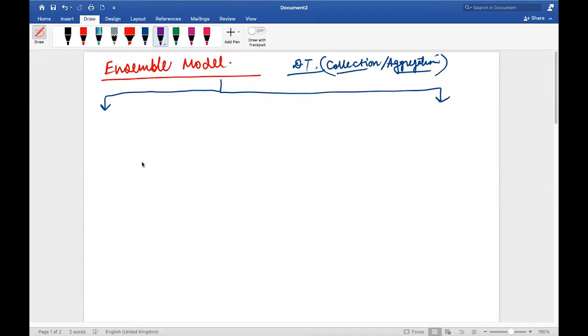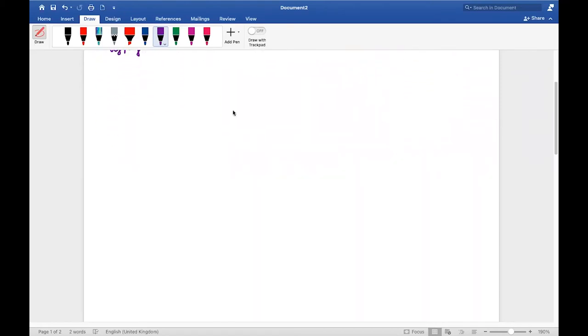Concentrate, right? Now I'm saying the collection or aggregation of my decision trees can happen in two ways. One of them is called bagging. Another one is called boosting. Now the bagging technique's other name is bootstrap aggregation. What does it mean? First I'll explain bagging, and then we will go ahead and explain one of the boosting techniques.